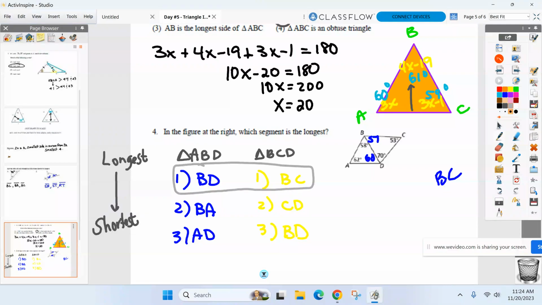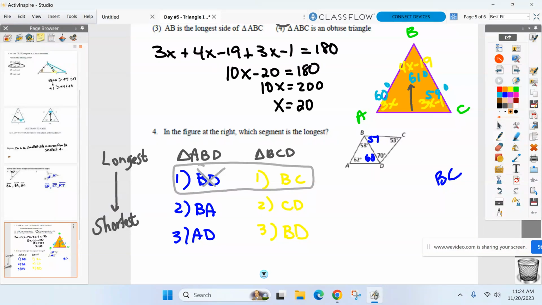Look at my rankings, please. Why can it not mathematically be BD? Look at what we've written up here. Mathematically tell me, and don't tell me because it's across from the 70. That's an incorrect response. That's incorrect thinking. Why can I confidently eliminate BD just based on my rankings here?